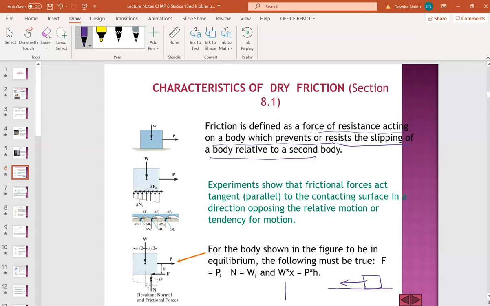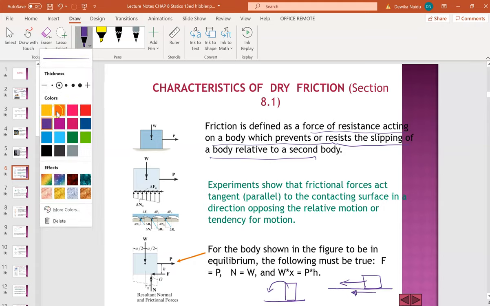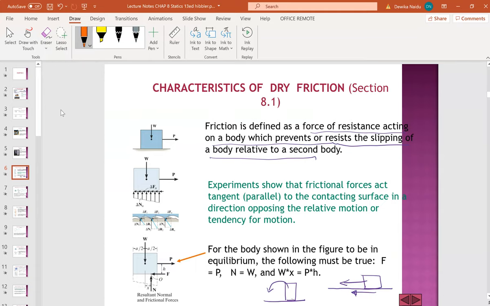Tipping means you have something on a surface and it would tip, tip. Can you imagine the movement? This one will just be moving, sliding. Slipping is sliding. This one will fall off. If I were to draw the box, it would be something like that, tip. This is called tipping. This is slipping. These are the two terms I'll be using here, so you have to understand.